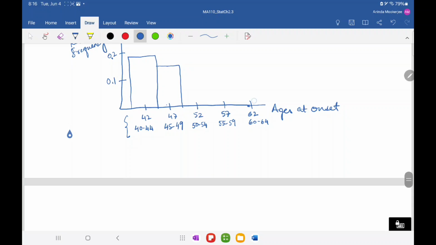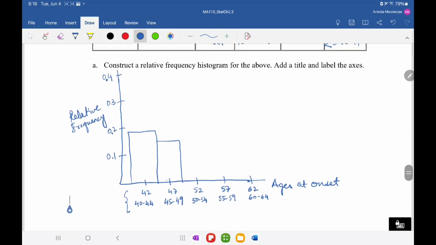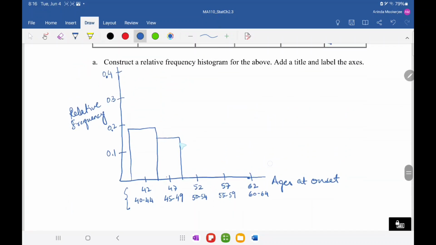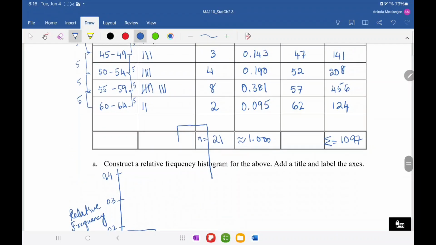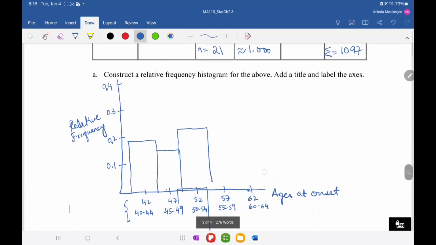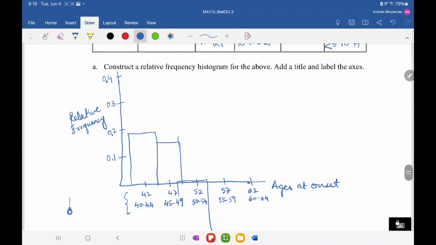So let's see, 0.190. So again, the rectangle bars should touch each other, 0.190. So same as what we have for the first interval. And then what do we have? 0.381. Oops, now this is floating around. I have to move. Just a second, let me take care of this.